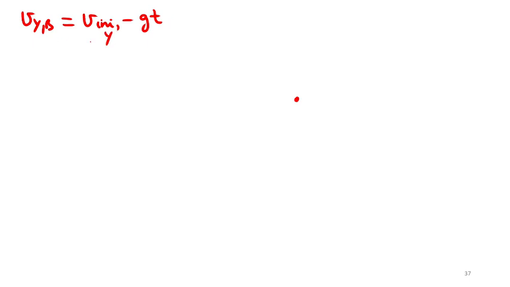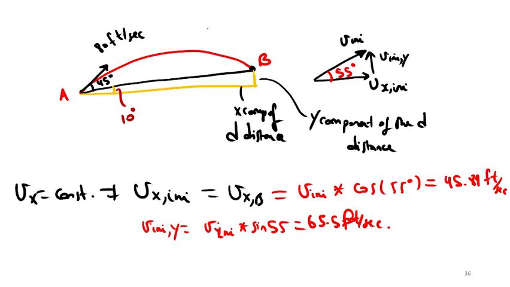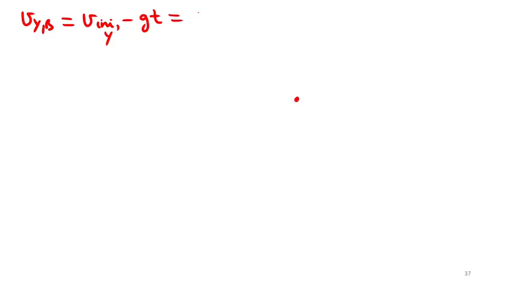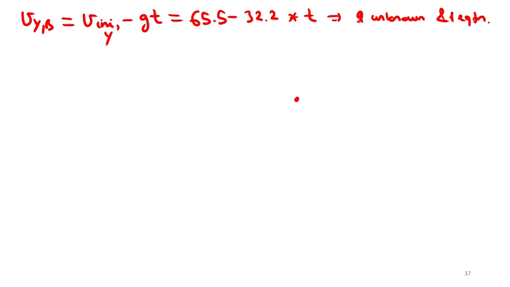And then initial velocity, I know in the y component, it is 65.5. And the gravitational acceleration is 32.2, and then times time. So I have one equation. Okay, so what it means is that, sorry, I have two unknowns. Sorry, my friends. Two unknowns because I don't have the velocity at point B and I don't have the time. So two unknowns, one equation.